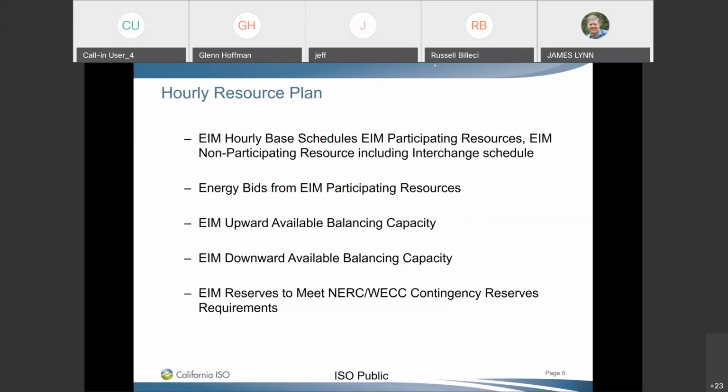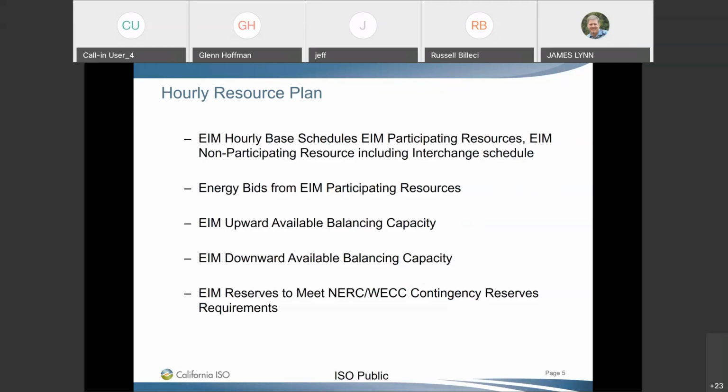In addition, as part of your base schedules, you're also going to tell us which resources have upward and downward available balancing capacity. This is capacity that is used under very unique conditions where we need to lean on this extra capacity in order to meet your demand. You may have, let's say, failed the capacity test and that demand forecast has to materialize. We may have to use that available balancing capacity to meet that demand forecast.